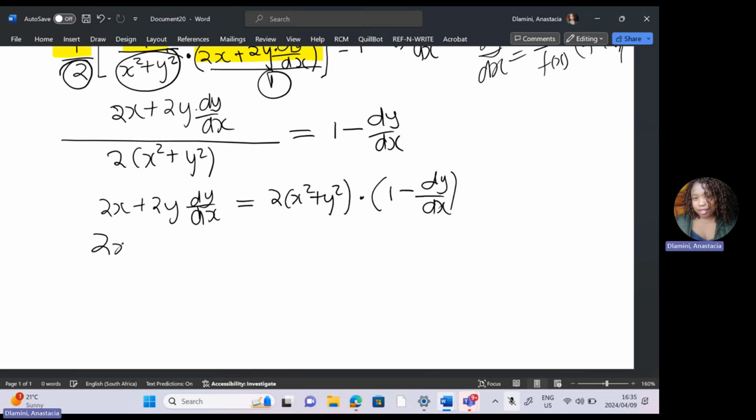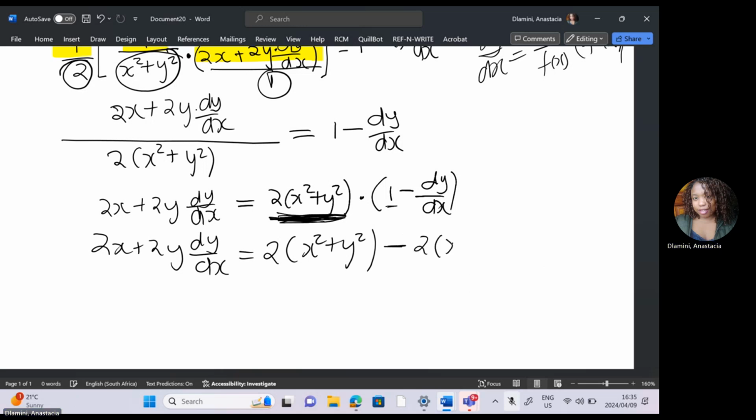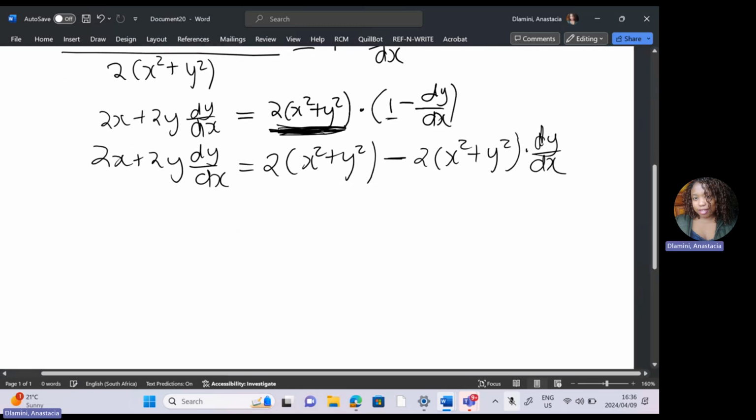So now this is 2x plus 2y dy over dx. This is equals to, now this is 2x. So this term here, 2 times x squared plus y squared multiplied by 1. So this is 2(x squared plus y squared). Now this term again multiplied by dy over dx, so this is 2(x squared plus y squared) times dy over dx. Now from here, we know that those terms that have dy over dx go to the left, those that don't have dy over dx go to the right.